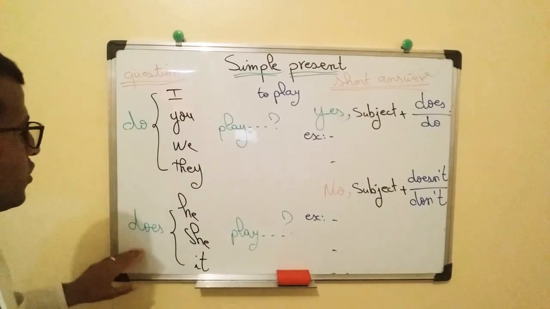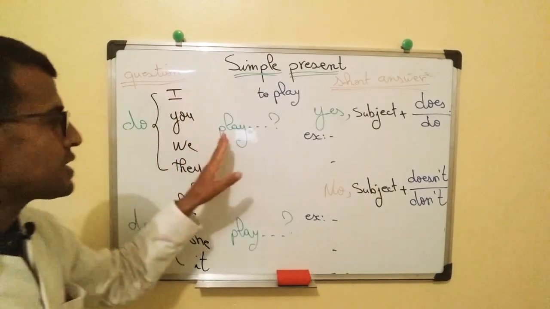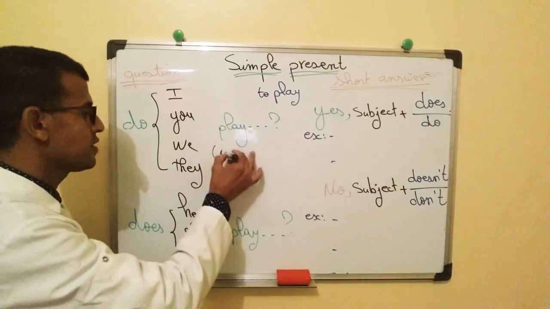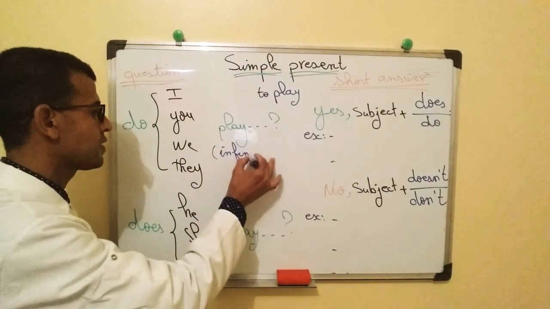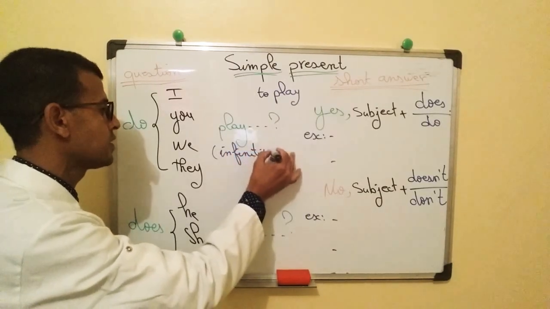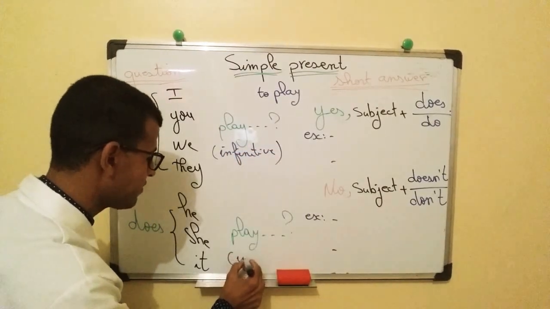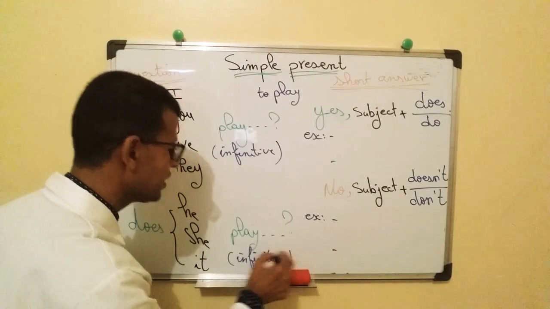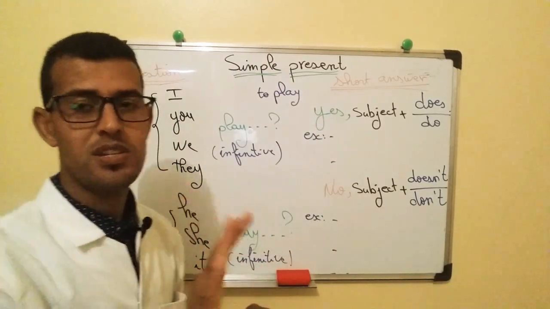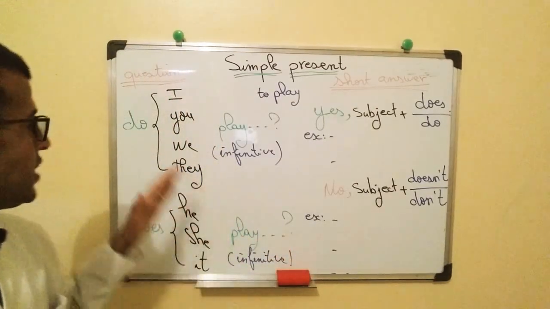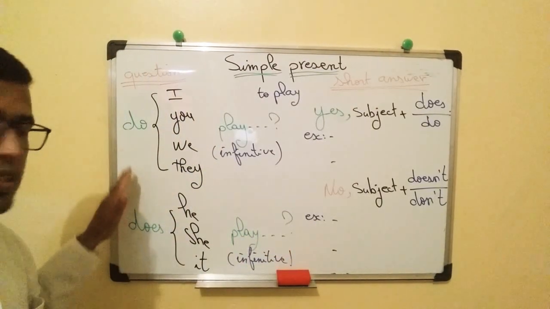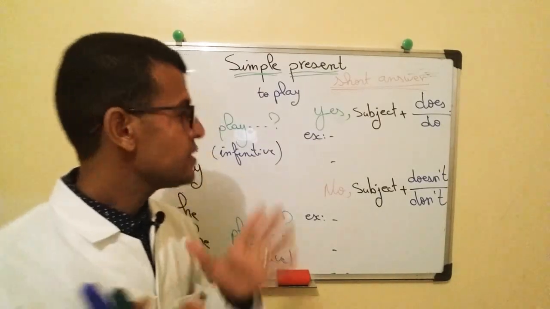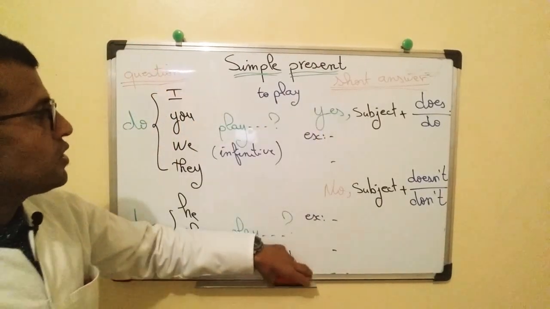So we use do or does plus the subject plus the verb, and the verb is in the infinitive. It means the verb doesn't change. What changes here is the auxiliary do: do with I, you, we, and they, and does with he, she, and it. Great. So now let us move to the short answer.